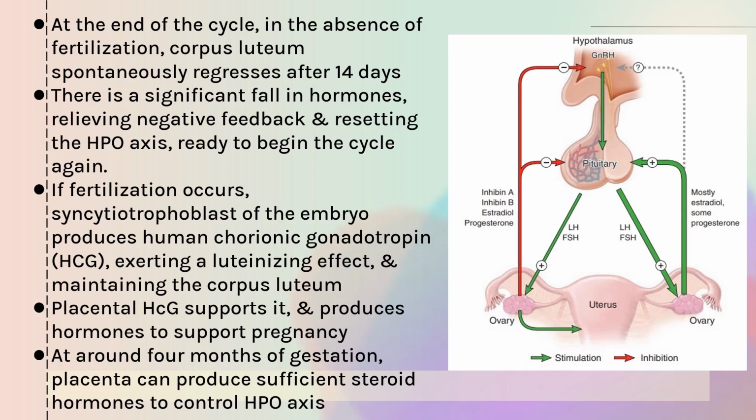As the pregnancy progresses, typically around 4 months of gestation, the placenta becomes capable of independently producing sufficient steroid hormones to regulate the HPO axis. So basically, at this point, the placenta takes over, reducing the dependence on the corpus luteum for hormonal support. This transition is a significant development in the hormonal control of pregnancy.